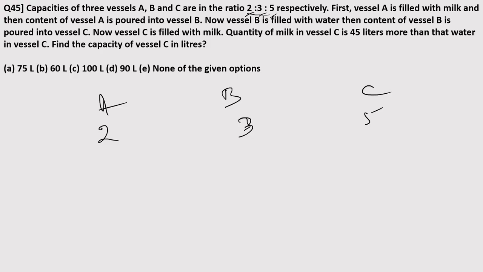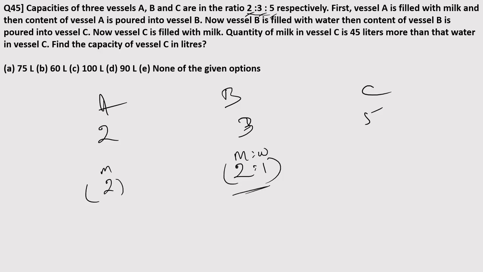Now, vessel A is filled with milk, means initially 2 liters was milk, and the contents of vessel A are poured into vessel B, and vessel B is filled with water. So this has to be 2 liters of milk and 1 liter of water, right? This is milk to water in vessel B. Then the content of vessel B is poured into C.